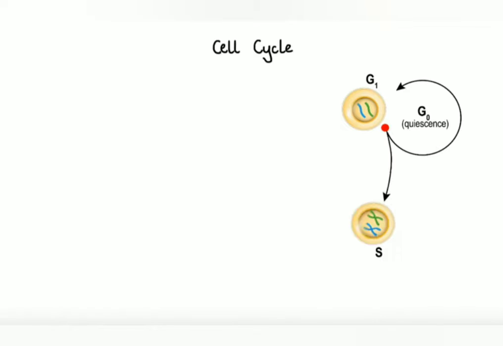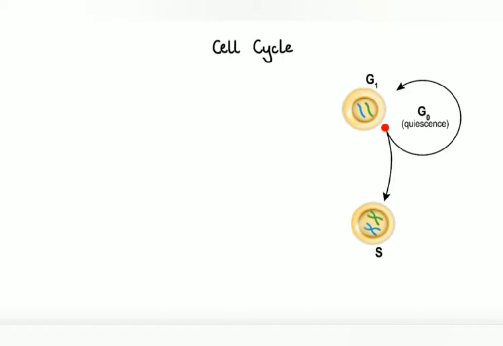starts with the first gap phase, known as G1 phase, during which the cell grows in size and prepares enzymes for DNA replication. At this point, under certain conditions, a cell can exit the cell cycle and remain in the so-called G0 phase as a non-dividing, non-growing, quiescent cell. But if the cell progresses, it will enter the second phase, known as the S or synthesis phase, in which DNA replication occurs. During this phase, the cell makes an identical copy of each of its chromosomes.